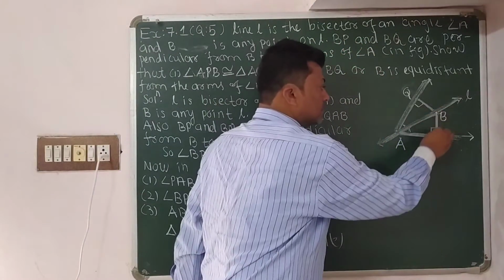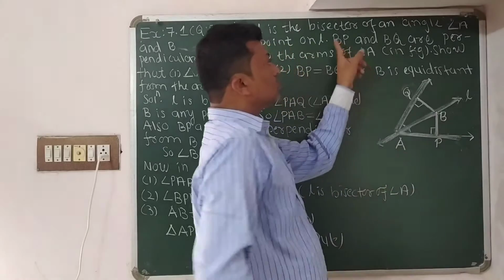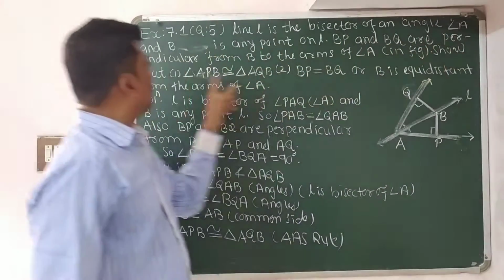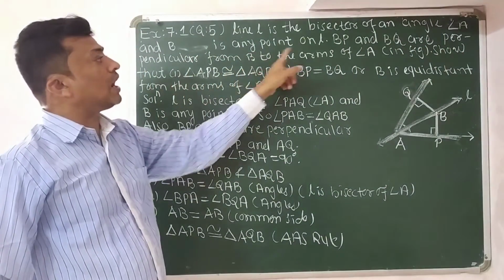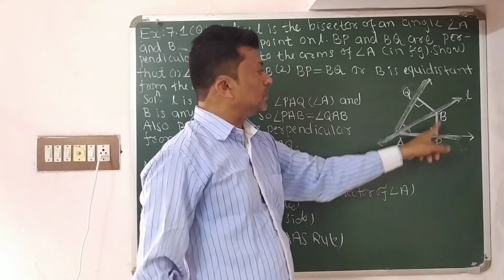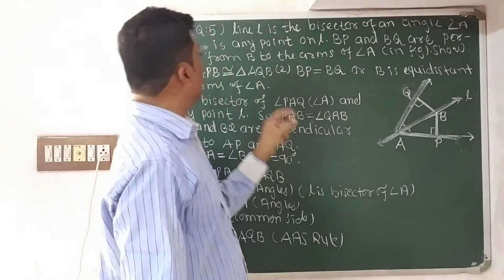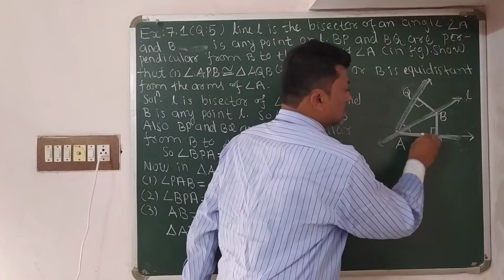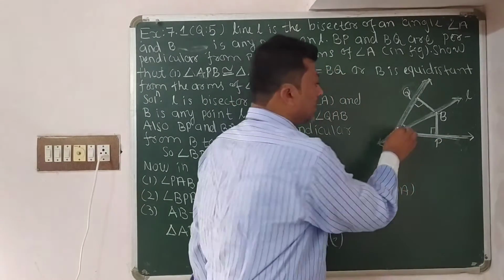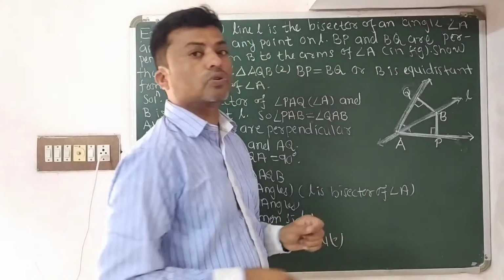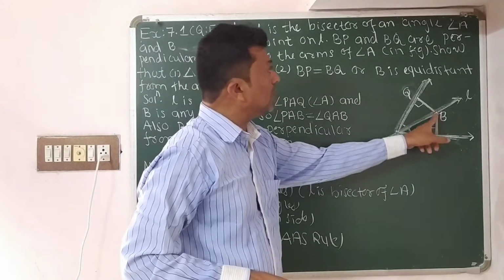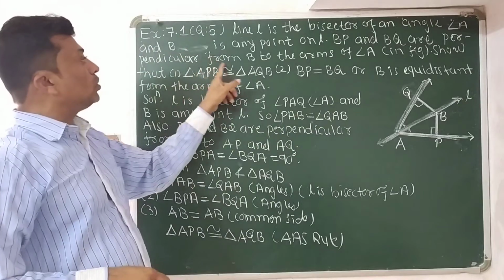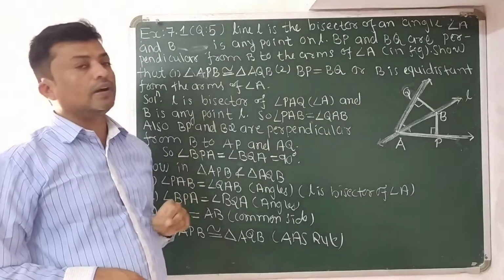This is BP and this is BQ. BP and BQ are perpendicular from B to the arms of angle A. So see children, this is AP, one arm of the angle A, and AQ is the second arm of the angle A. So BP and BQ are perpendicular from B to the arms of angle A.